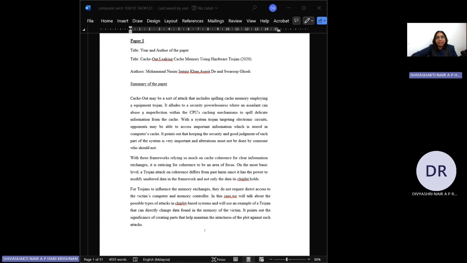Hi everyone, today I'll be presenting the summary of paper 1, which is titled Cache Out: Leaking Cache Memory Using Hardware Trojan, published in 2020. This paper discusses a serious security vulnerability where a hardware Trojan is used to exploit cache memory and leak sensitive information. What makes this attack dangerous is that it can affect cache coherence, even altering unmodified data without needing direct access to the victim's memory controller.